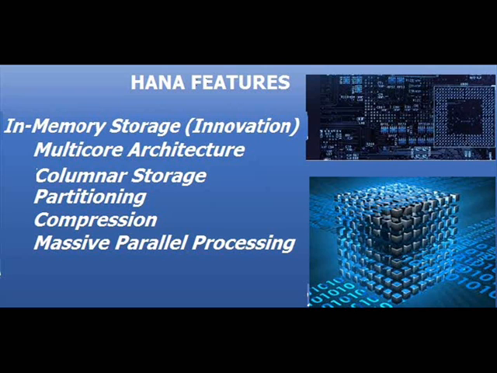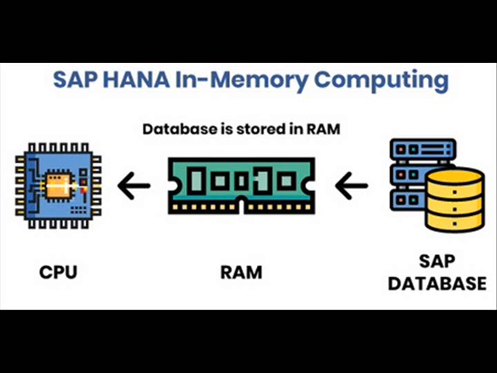Compress and store large amounts of information in the primary column format in the main memory. This technology facilitates parallel processing in a multi-core architecture by moving the intensive calculation of data from the application layer to the database layer. The SAP HANA in-memory computing database is stored in RAM. From RAM to CPU and CPU to RAM, no others between.